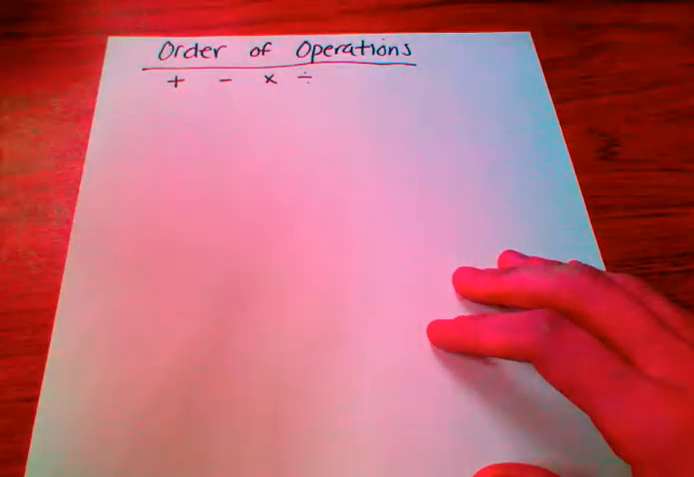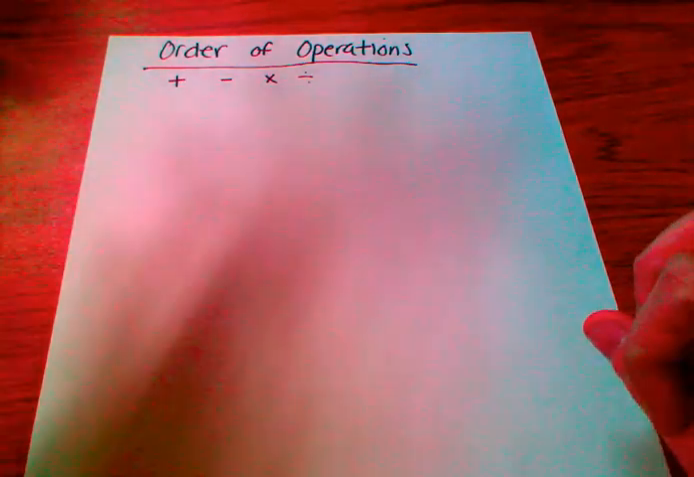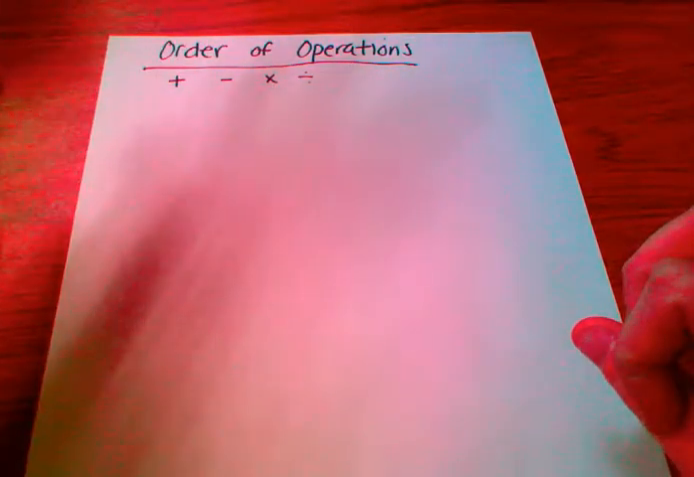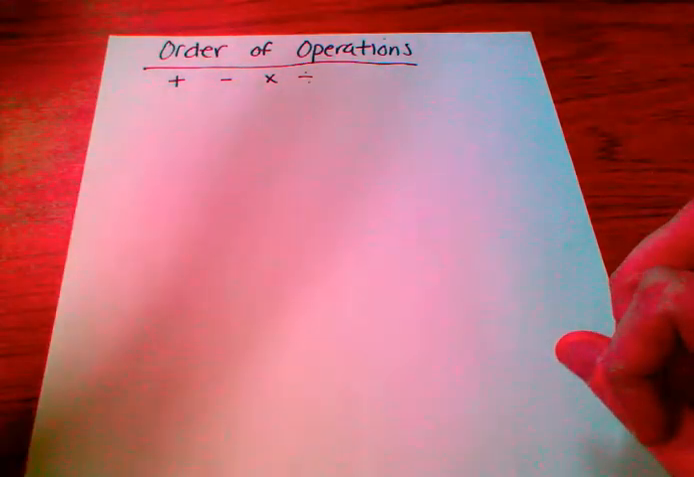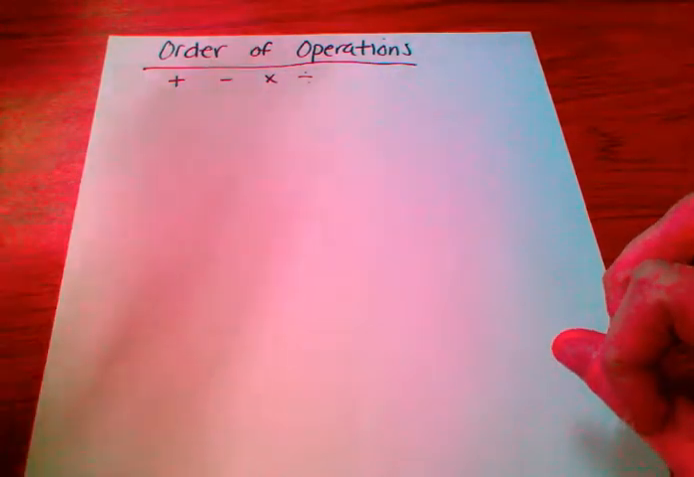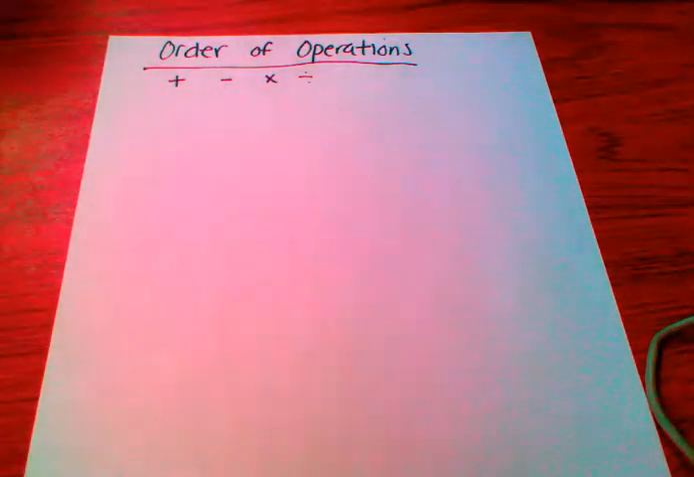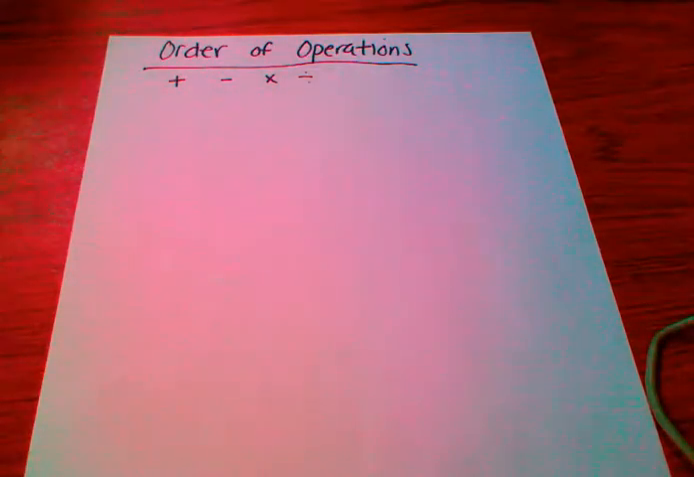The idea behind the order of operations is that if we have multiple things going on within a numeric expression, like 6 plus 5 times 4 divided by 8 or something like that, it's important that we all use the same order of combining those numbers, because if we don't, then we'll all have different answers and it'll get very confusing.